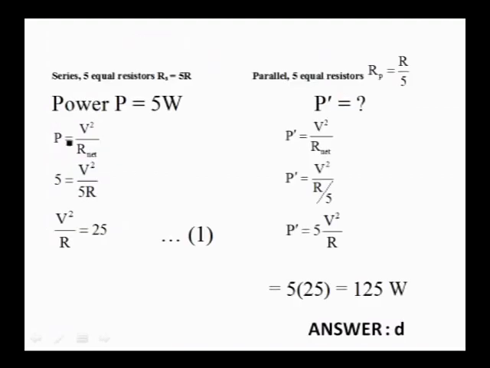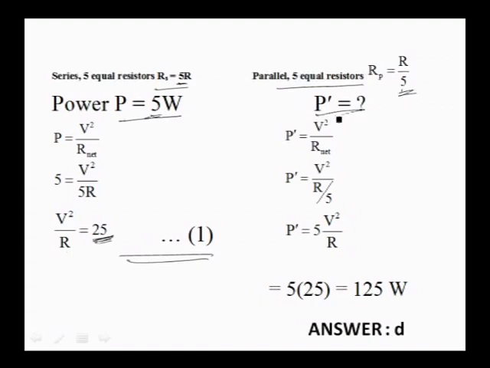See, I would like to first consider the series combination, 5 equal resistors. The effective resistance is RS equal to 5R, because all are identical. The power in this combination is equal to 5 watt. Therefore, by using the formula P is equal to V square divided by R, substitute the values. P is 5 and RS is equal to 5R. This 5 is shifted over here. 5 into 5 becomes 25. That is V square by R is equal to 25. Give it as equation number 1. Now, the same resistors in parallel, then the effective resistance is R by 5.